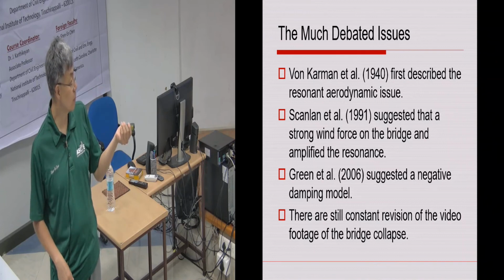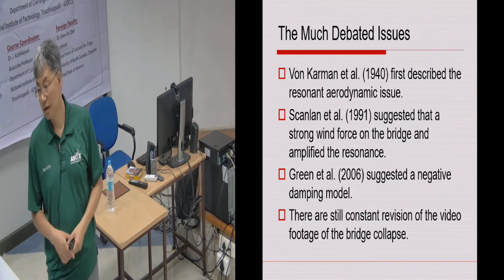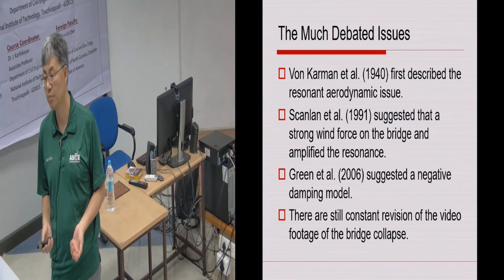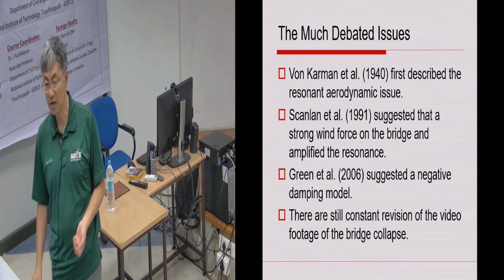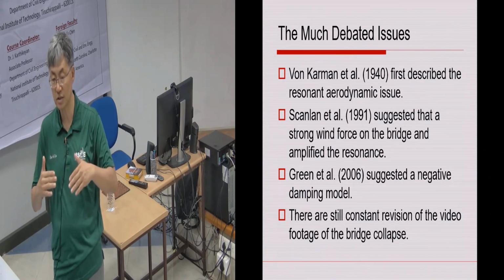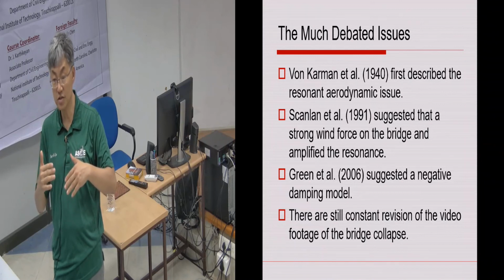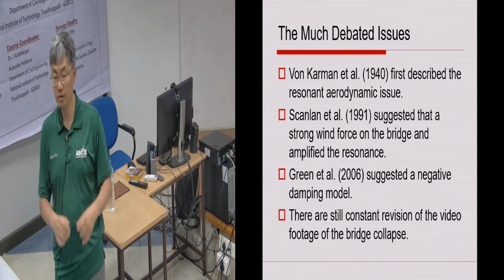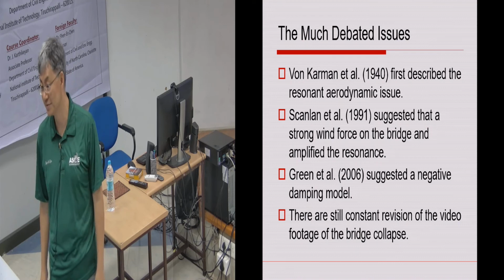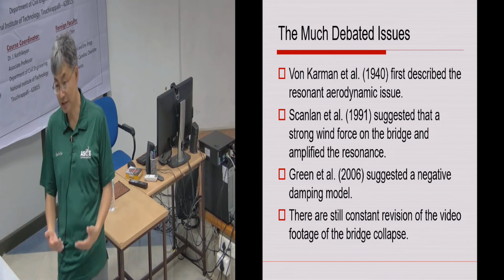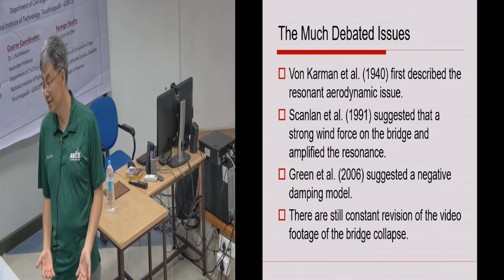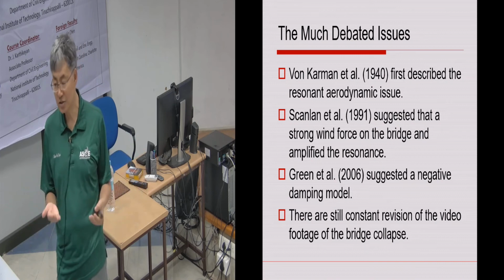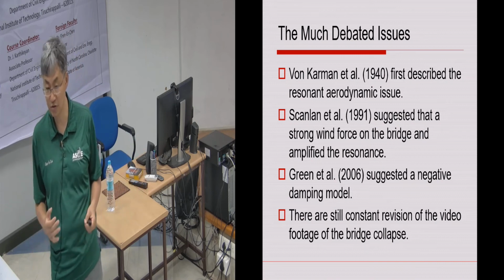And then a Green paper suggests, so Green is a physicist, they come up with negative damping. In other words, they believe that when the bridge was under resonance, the damping actually became negative, meaning there's an amplification factor. So at that point, even if you just blow on the bridge, it will collapse, because the damping actually helps the vibration. That is a very interesting theory, but it was done by physicists, and it's not going to be easy to be accepted by civil engineers.